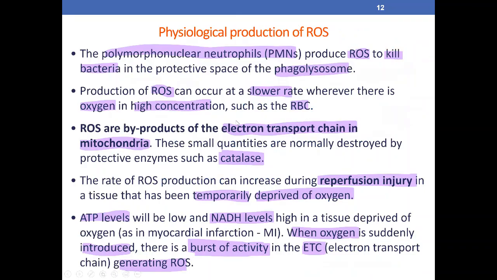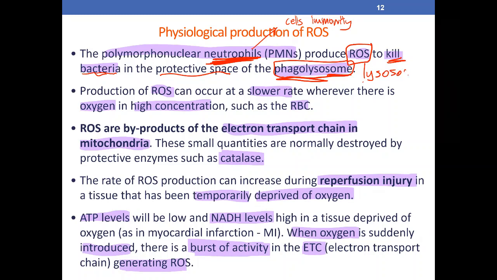So, again, we mentioned their production. Now, this is where you know what to focus on. Neutrophils, by the way, are cells of immunity. They're white blood cells, one of the types of white blood cells. So they're involved in immunity. They produce these free radicals to kill bacteria. So free radicals aren't always bad. But these free radicals are contained in a space known as the phagolysosome. You don't need to know the specifics of this. All you need to know is it's just a special lysosome.